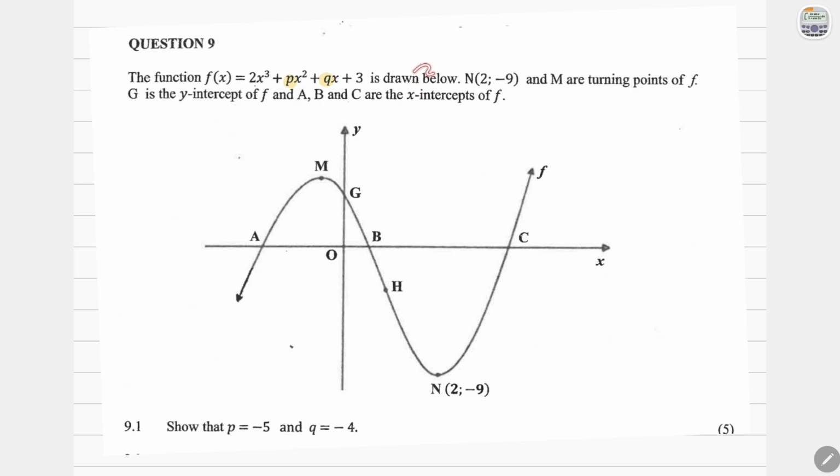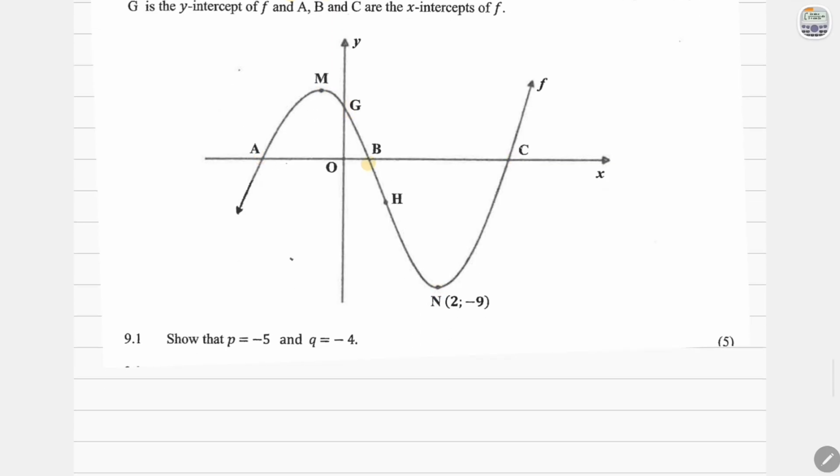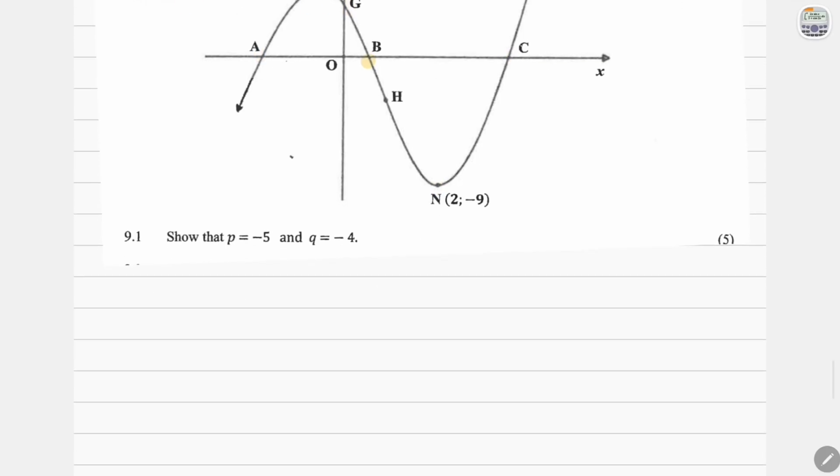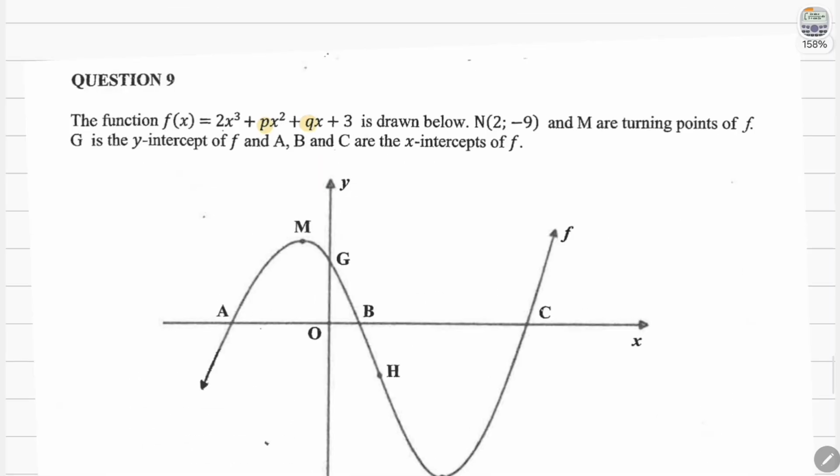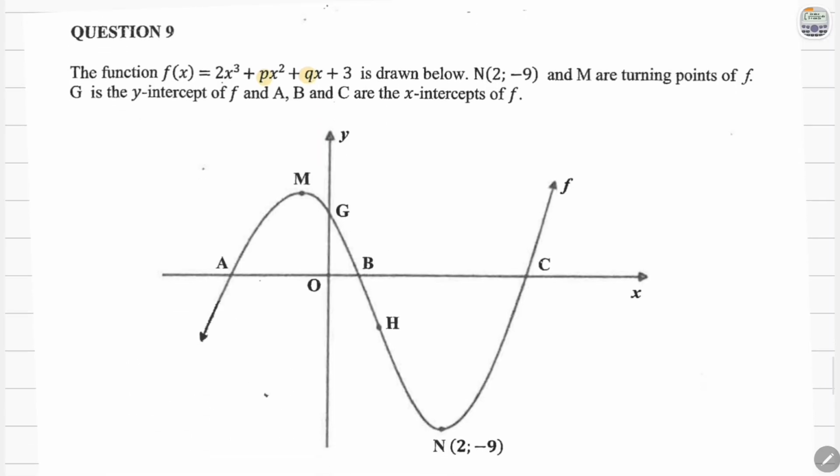And then they tell us that this function is drawn, and N and M are turning points of f. G is the y-intercept of f, and A, B, and C are the x-intercepts. The first question is to show that p equals negative 5 and q equals negative 4. So we have two missing variables. When you have two missing variables, you usually need 2 points to find them, or at least 2 pieces of information.